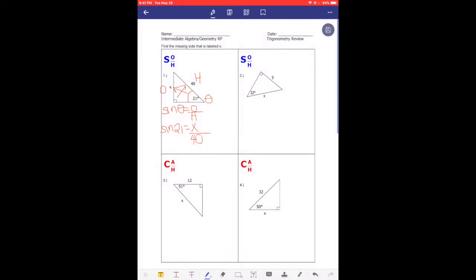Remember, to make it a proportion, I need to have two fractions. So sine 21, I'm just going to put it over 1. Now to solve for x, I'm going to cross multiply. I'm going to do this side first. 1 times x is just x. So x equals sine 21 times 40. So in your calculator, you would type in sine, parentheses 21, close the parentheses, times 40. X equals, when you plug into your calculator sine 21 times 40, you will get 14.3. I'm just going to round ours to the nearest tenth.